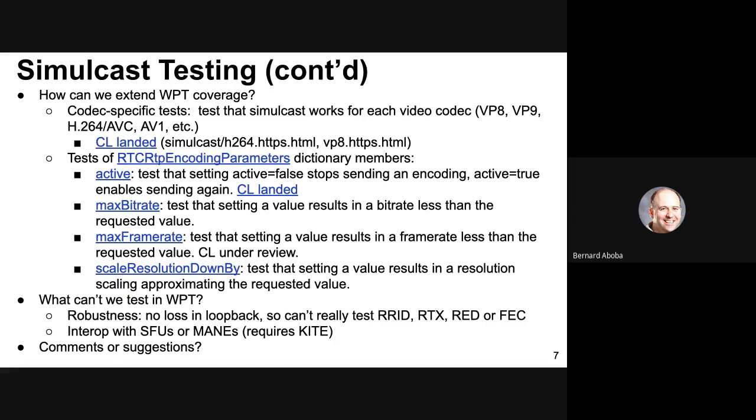And I guess using something pretty similar, we could test maxBitrate to see that when you set a value, you actually get a bit rate less than what you asked for. And the remaining one that we thought in this category was scaleResolutionDownBy, which would basically try to see that we got a resolution that was approximating the one we asked for.